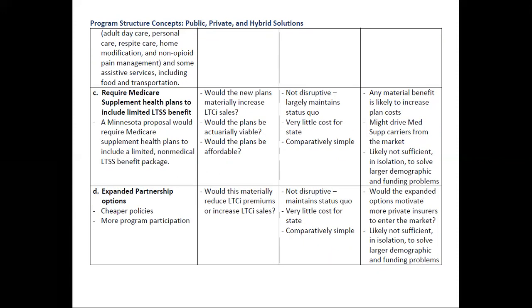Another idea that has been proposed is to require Medicare supplement health plans to include a limited long-term care benefit. This is another Minnesota proposal, and it would require med-sub plans to include a non-medical long-term care LTSS benefit package. There are some concerns that making this a requirement would make med-sub plans actuarially non-viable, or could cause the price of those plans to spike. And another category of proposals that's consistently on the table is ideas to expand partnership options, or to otherwise find ways to increase sales of partnership policies. We talked about those partnership policies in our task force meeting last week.